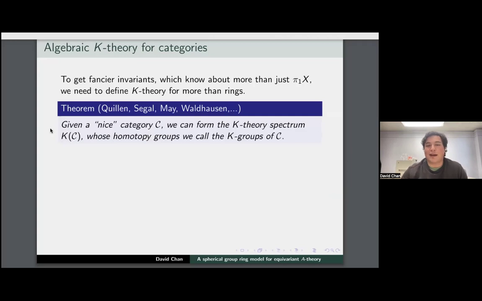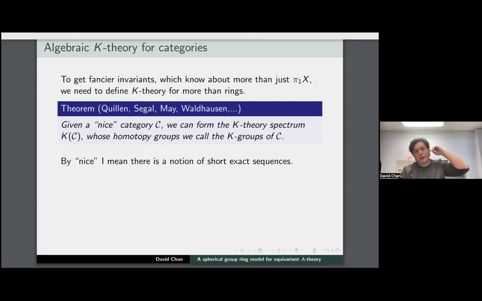First of all, I've put a lot of names at the top. All the names correspond to a different version of nice category, and the list goes on. The general vibe here is that by nice, I really just mean there should be some notion of short exact sequences, right? There should be some way to make sense of short exact sequences in your category, and if you have this, then you can usually define some version of a K-theory spectrum.